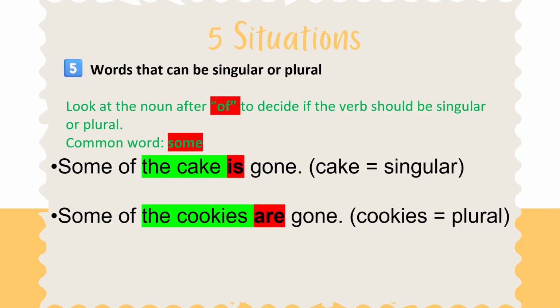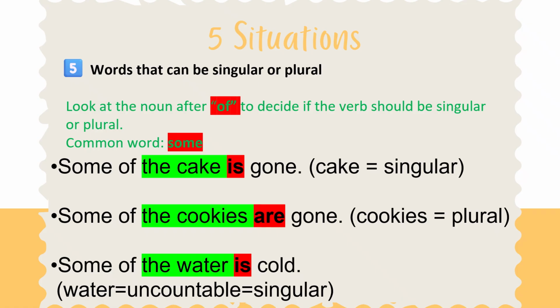Let's remember together that some is very special. It can be singular, it can be plural. And we need to check the noun after of, because we usually use some of together, right? And the last example is, some of the water is cold. Here, the water is the one after some, and the water is uncountable. Here it is singular, so we use the singular form of the verb be, which is.